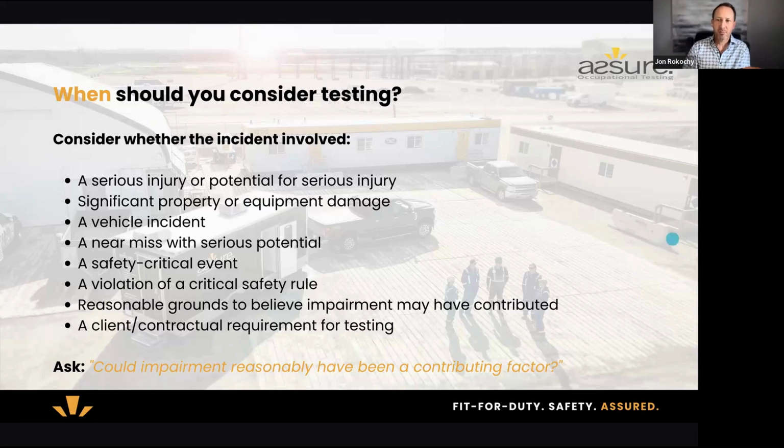So you get to ask yourself the question at the bottom there: could impairment reasonably have been a contributing factor? The important word is reasonably. You don't have to be 100%. If there was an incident, you come on the scene to perform a post-incident investigation, and you smell alcohol on the employee's breath, or you open the vehicle door and you're smelling marijuana, if you're smelling things, that's reasonable grounds to believe substance use may have been a contributing factor. That's all you need. We don't have to be 100%. The drug test, the breathalyzer, is going to show us whether substance is a factor or not. You have to have reasonable grounds to believe.